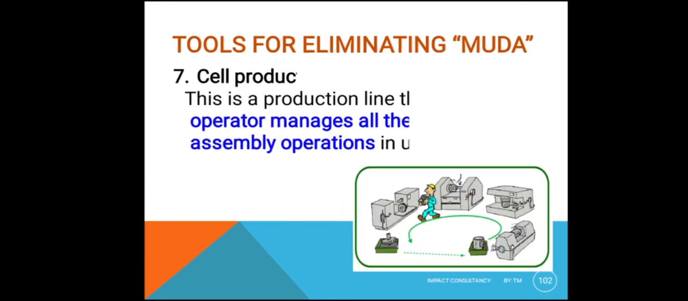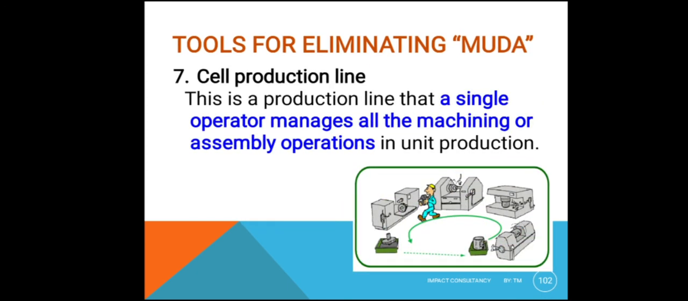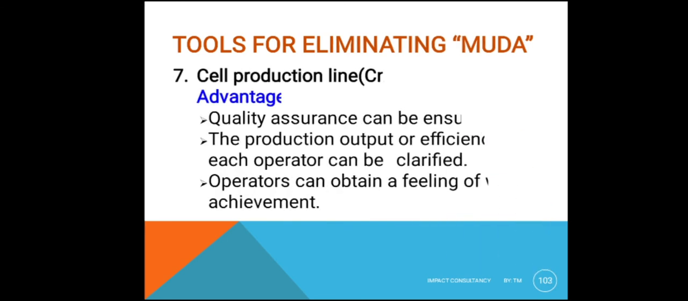So the 7th point is cell production line. This is a production line in which a single operator manages all the machines or assembly operations in unit production, like that of U-shape production. Cell production advantages: quality assurance can be ensured, the production output or efficiency of each operator can be clarified, operators can obtain a feeling of work achievement because they work autonomously.